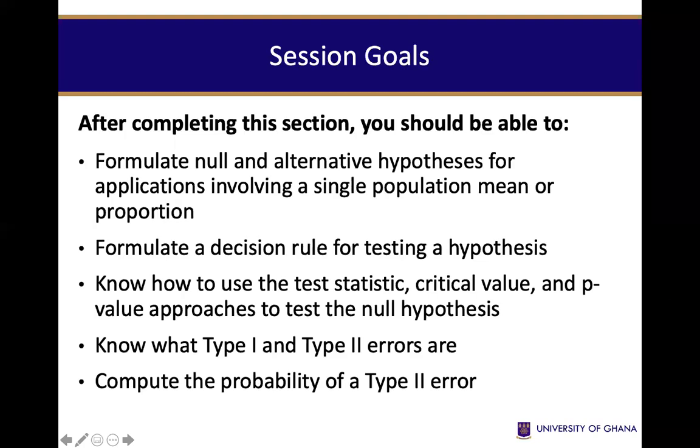So after the end of this course, you should be able to learn how to formulate null and alternative hypothesis and how you apply this in a single population mean and how you apply it in estimating a single population proportion. You know how to formulate a decision rule, you know how to use the test statistic, you know what we call type 1 and type 2 errors, and then you know how to compute the probability of a type 2 error. I hope I'm not going too fast.